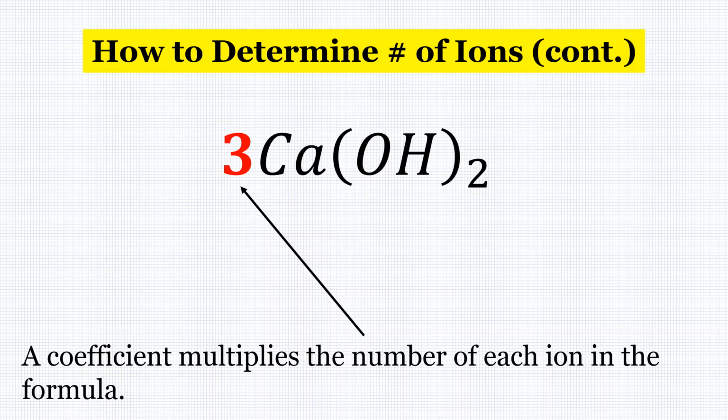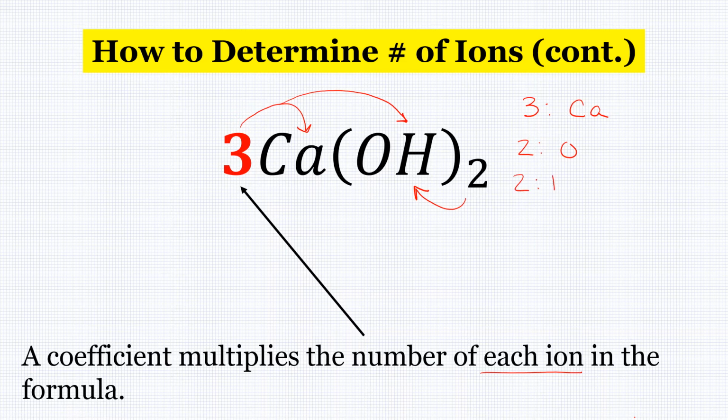A coefficient multiplies the number of each ion in the formula. In this case, our 3 is going to distribute to our calcium here. It's also going to distribute over here to the hydroxide. So we're going to have 3 calciums. Now we have 2 OHs here, so we have 2 oxygens, 2 hydrogens, but then that 3 distributes in here. So we're going to have a total of 6 oxygens and 6 hydrogens.